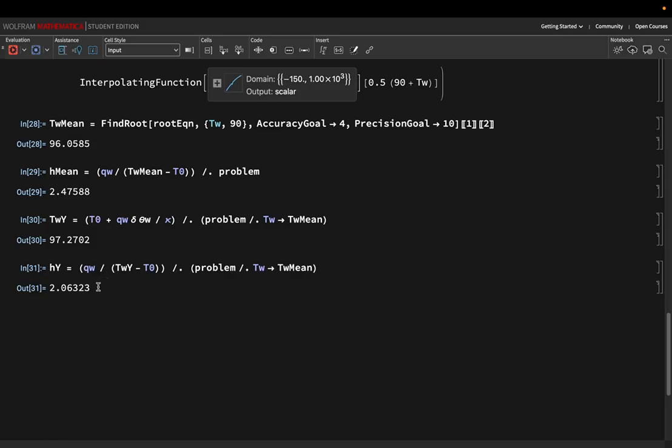Again, the mean heat transfer coefficient is higher than the local heat transfer coefficient. Are there any questions?